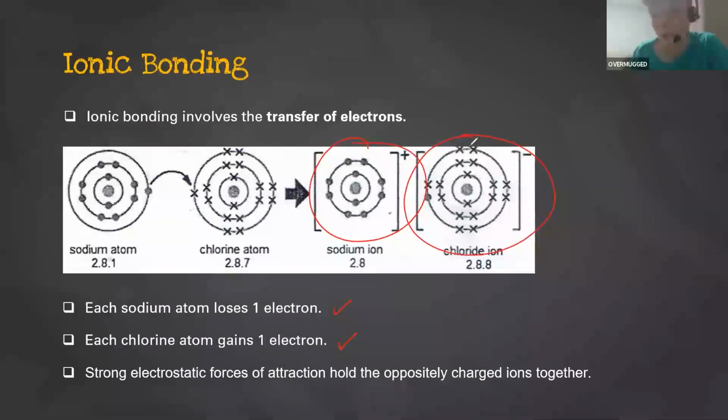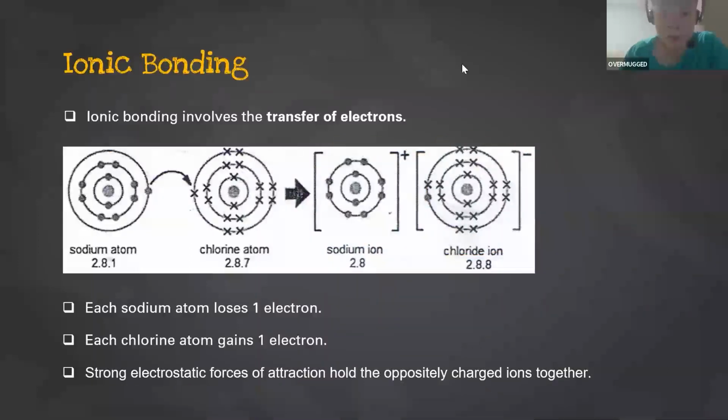So now you have these two ions, right? In primary school, we learned that opposite charges attract. So a similar idea over here. There are opposite charges for the ions, and these strong electrostatic forces of attraction, this is the definition of an ionic bond actually, hold the oppositely charged ions together.